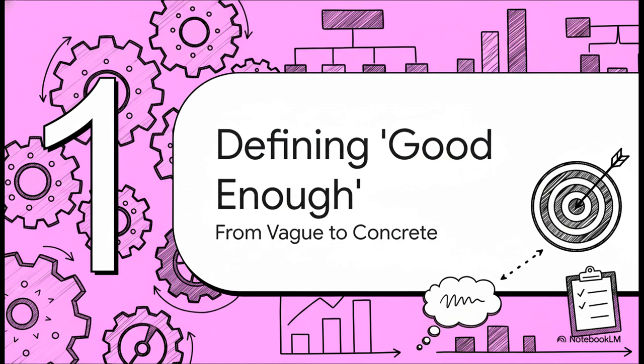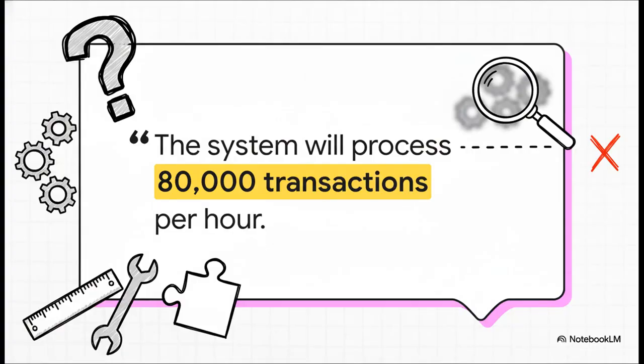Well, it all starts with being super clear and specific. We have to go from vague wishes like the system should be fast to solid, measurable, and testable goals. This first step is all about defining exactly what good enough really means for us. Now, you might see a statement like this and think, hey, that's specific, it has a number. But honestly, on its own, this is dangerously vague. It's missing all the context that would make it a truly useful or even testable requirement.